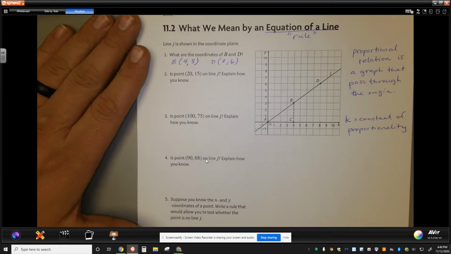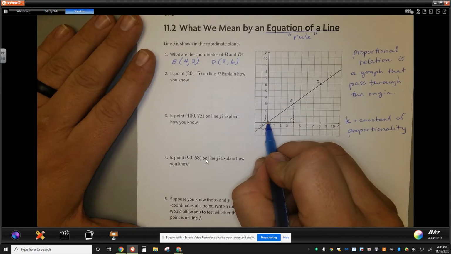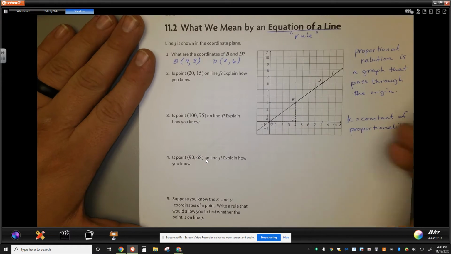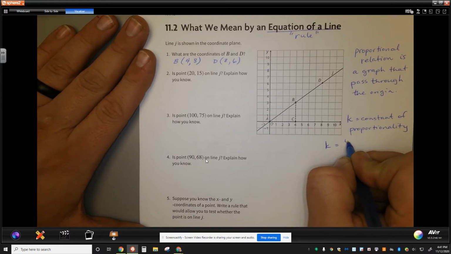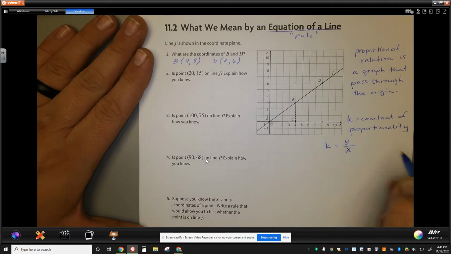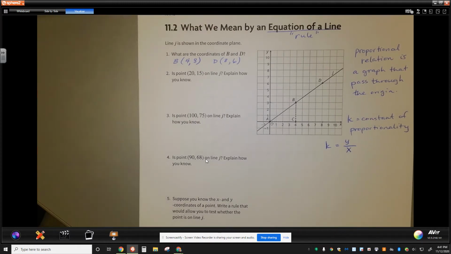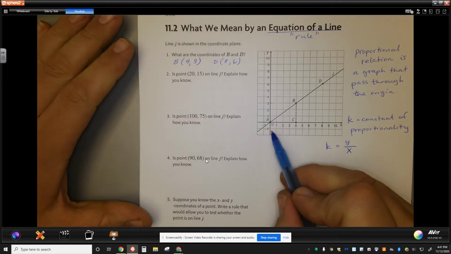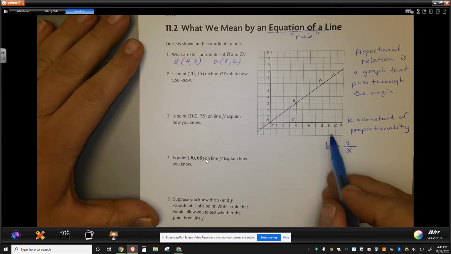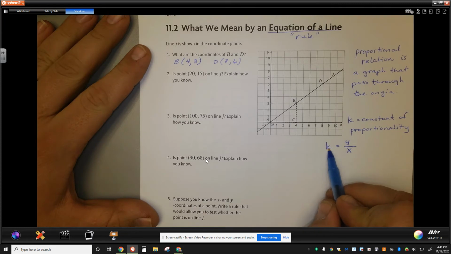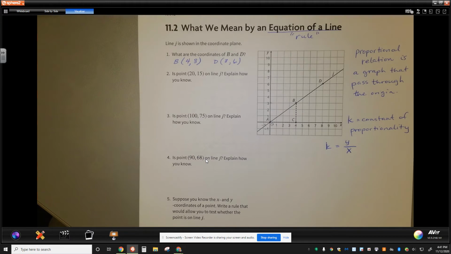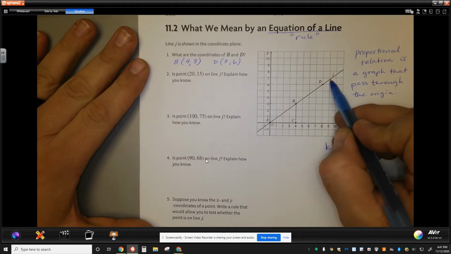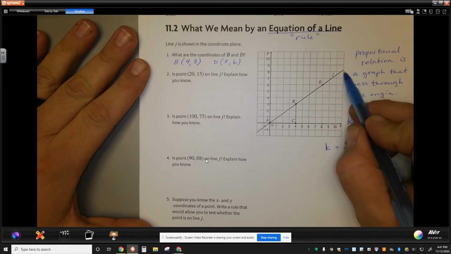And that constant of proportionality exists only when the line passes through the origin. That constant of proportionality will always be equal to the y coordinate divided by the x coordinate. This will help us to understand that when we have a line that passes through the origin, if that constant of proportionality is equal to this ordered pair as a fraction, then we have proportionality, and that ordered pair is following the rule that's on this graph.